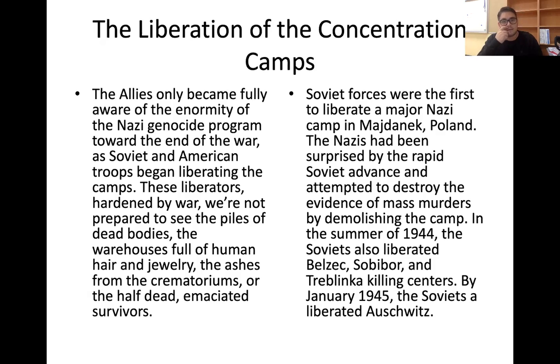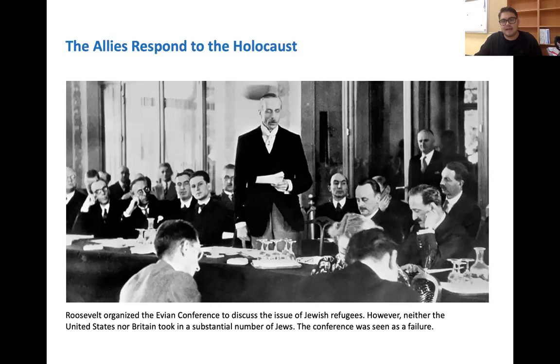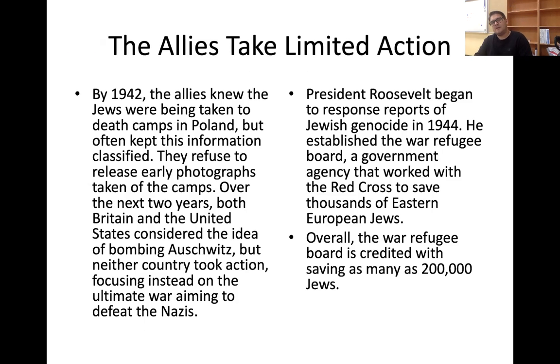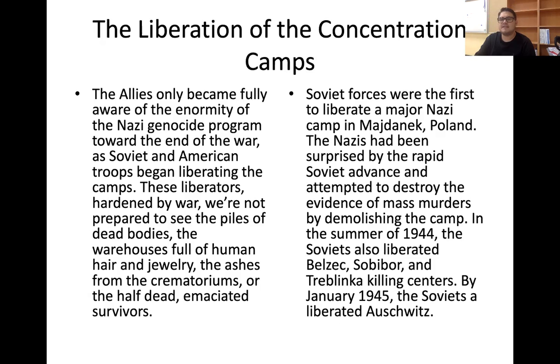A lot of people didn't know what to do. That's one of the reasons why, when we talk about this last slide right here, the Allies didn't really take actions: they knew it was happening, but they didn't know the scale. They didn't know how many people were dying.